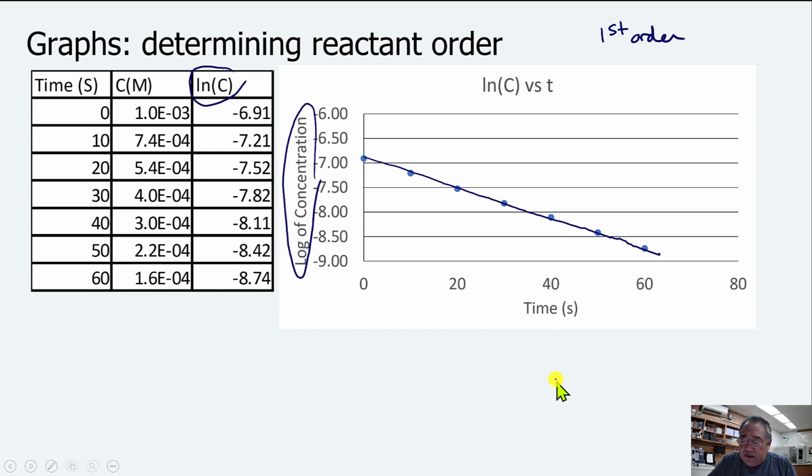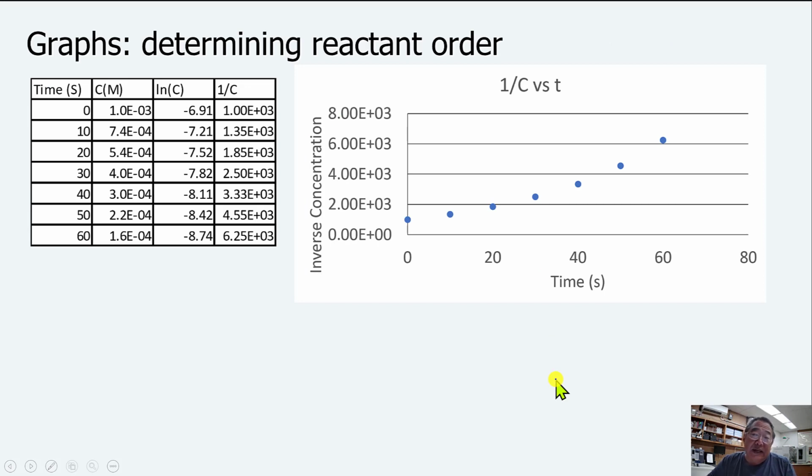So now I'm going to look at second order data. For second order, you have to take this original concentration here and convert it into 1 over concentration. So literally, that first point is 1/1000. So this ends up being 1,000 because I took the inverse of it. In the graph, that's the first data point.